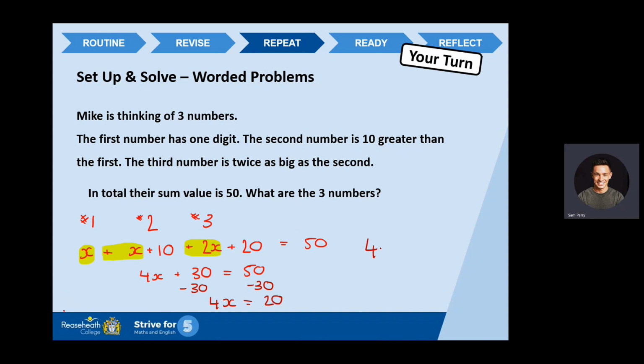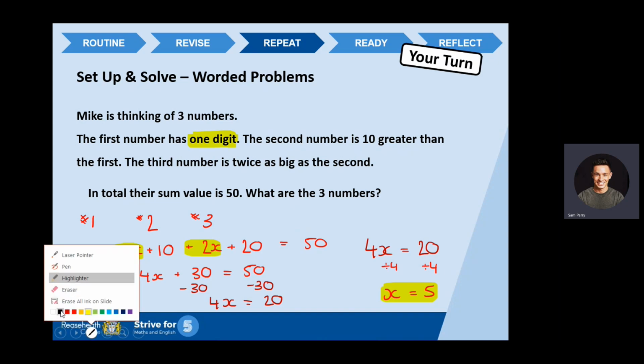Now, some of you might already be shouting out the answer to me here because you've got quite quick mental arithmetic. The last thing we're going to do, divide by 4. x equals 5. Now, already, I'm thinking this looks good because I know from reading the question, the first number is 1 digit. 5 has 1 digit, so that's already telling me I'm in a good place.